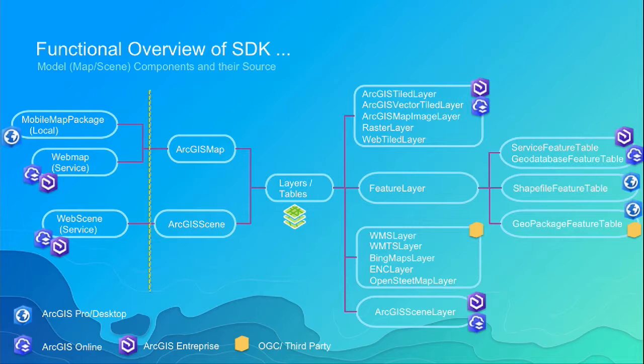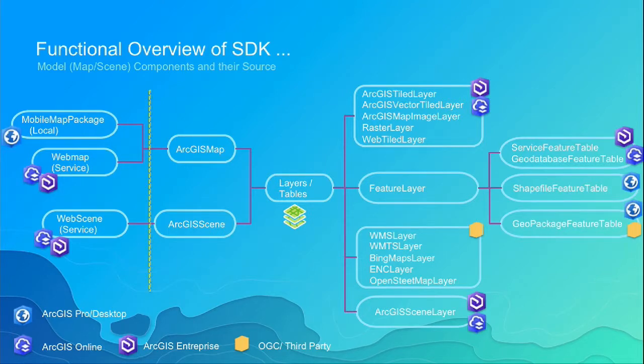And for scenes, you can work with ArcGIS scene layer. Again, for each item in this diagram, I try to highlight what the sources are, whether they're coming from an enterprise or ArcGIS Online, or coming from an OGC. And those are all the raster and other types of data.